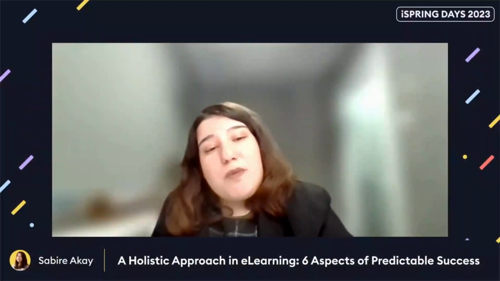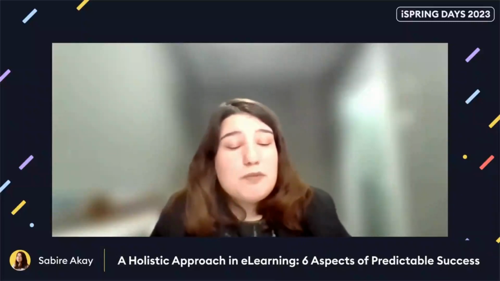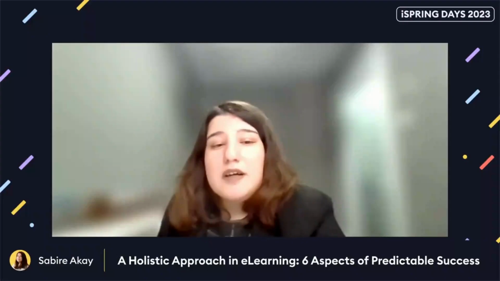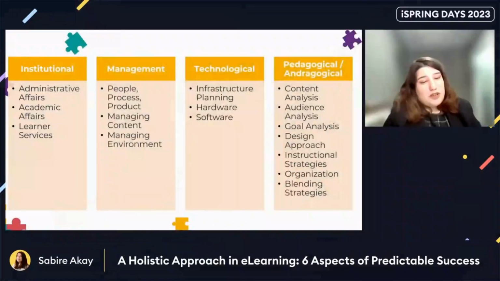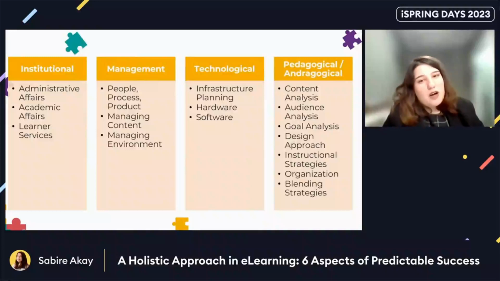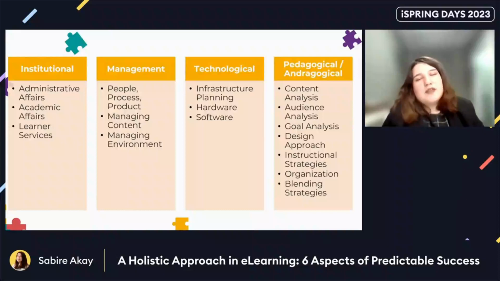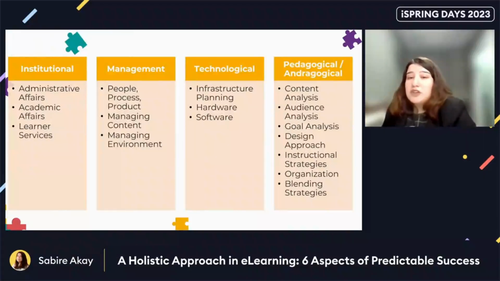And for the management part, we have again three subheadings. These are people, process, and product. The other one is managing content as well as managing the environment. The other part is technology, which was one of the important dimensions there. And in the technological aspect, we need to consider the infrastructure planning, hardware, and software along with it.